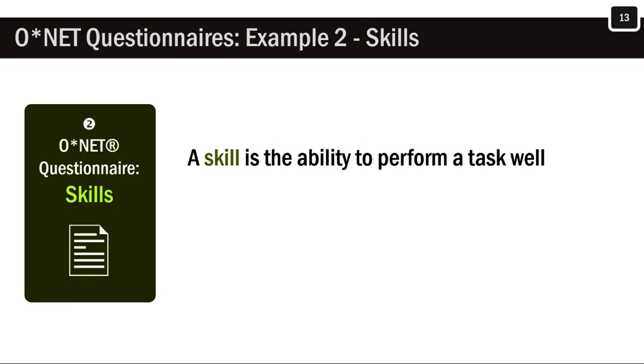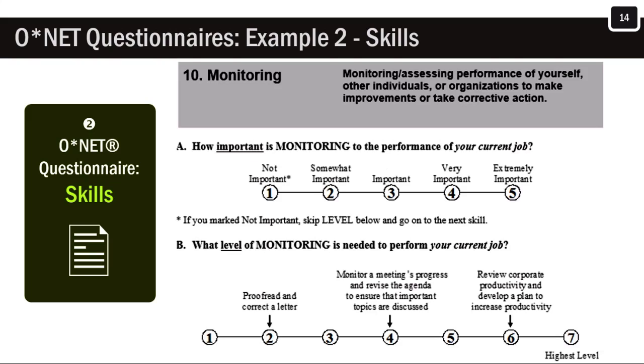Take another area, skills. ONET defines a skill as the ability to perform a task well. ONET defines 35 broad skill types. One example of a skill is monitoring. And remember, we talked about monitoring when we talked about managerial roles. Monitoring or assessing performance of yourself, other individuals or organizations to make improvements or take corrective action are all parts of monitoring. Again, like with knowledge, ONET distinguishes between the importance of skill and the level of skill required for the job.